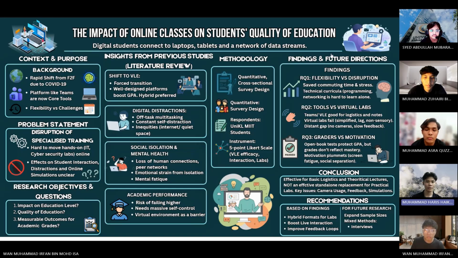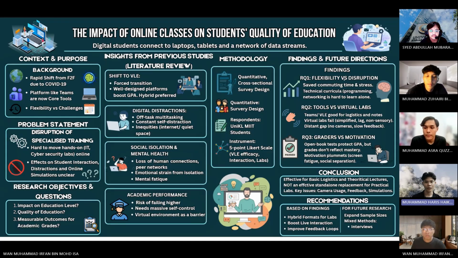Inequities, socio-economic and environmental gaps heavily influence success, specifically regarding access to reliable internet and a quiet study place. So the third one is social isolation and mental health. Loss of human connection: remote learning severely disrupts peer networks and essential face-to-face human interaction. Emotional strain: being isolated creates significant emotional stress for students.